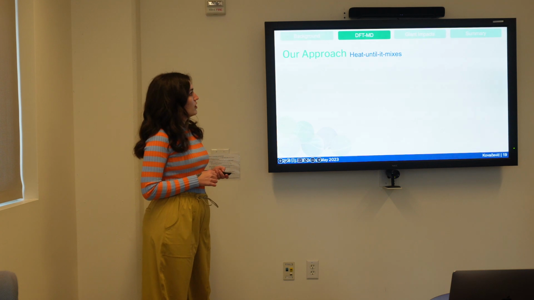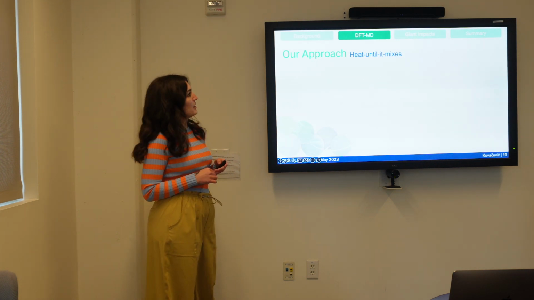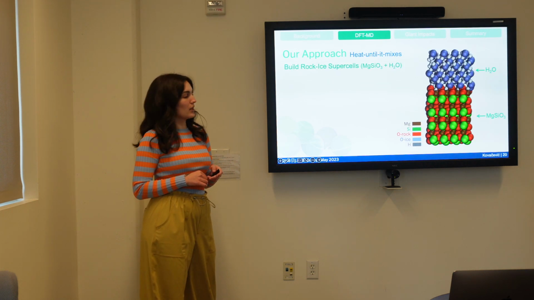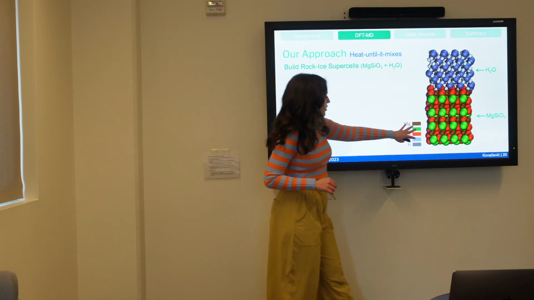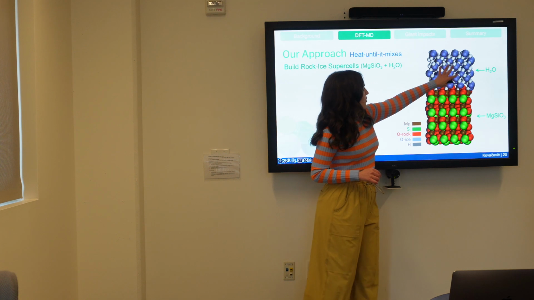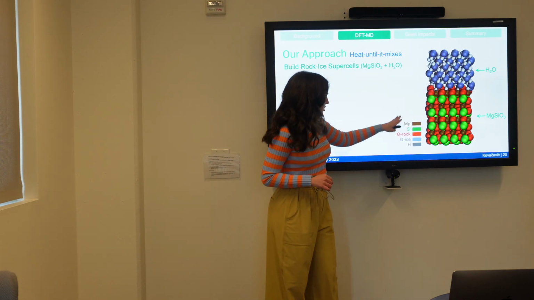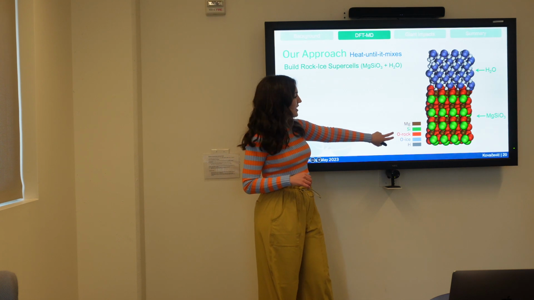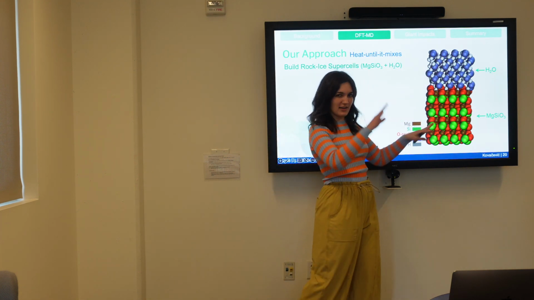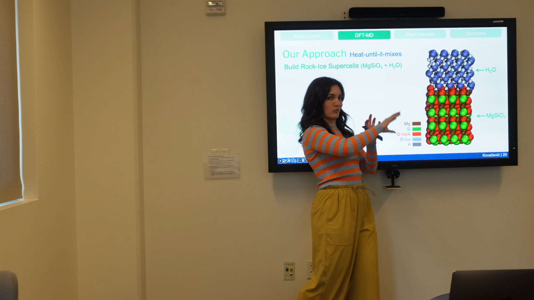We're not going to consider high pressure phases. So our approach is going to be a heat until it mixes approach. We're going to build our rock-ice supercells. So we're going to have our rocky material down here and our water material above, and then all the atoms are colored as such. All the oxygens are the same in this system. I just colored them separately so we could easily differentiate between rock and ice.